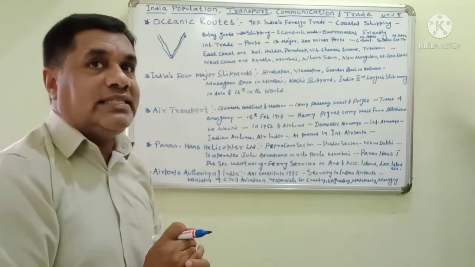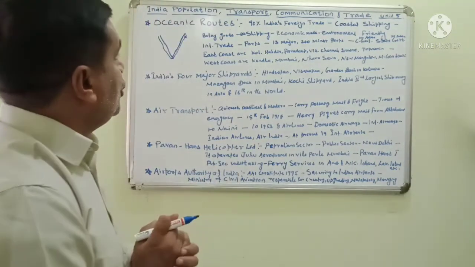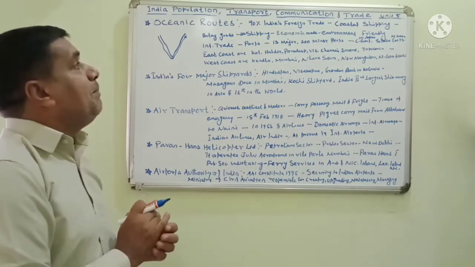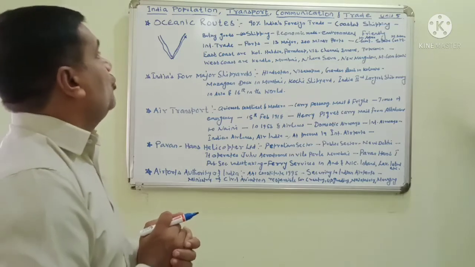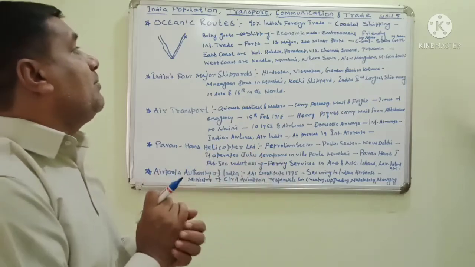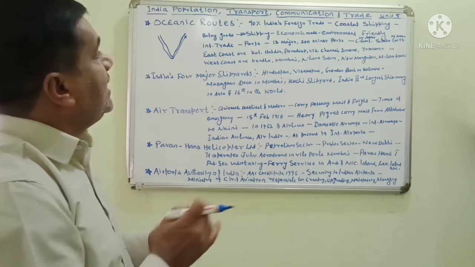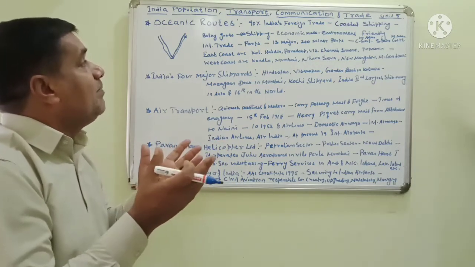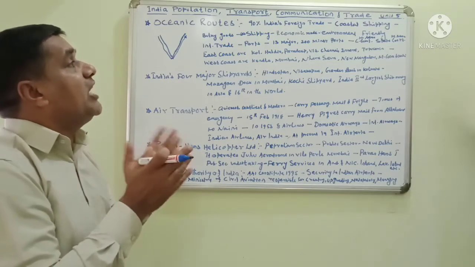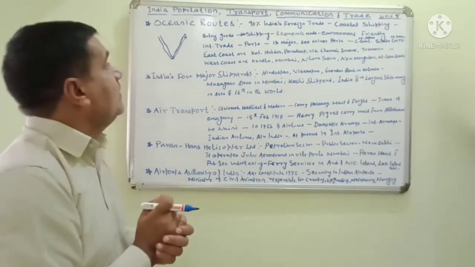Noted. Once again, I am going to recall, students. Oceanic routes are one of the important waterways in our country. 90% of India's foreign trade is through the ocean, and coastal shipping also carries goods and bulky goods from one place to another. It is an economic mode of transport and environment friendly.